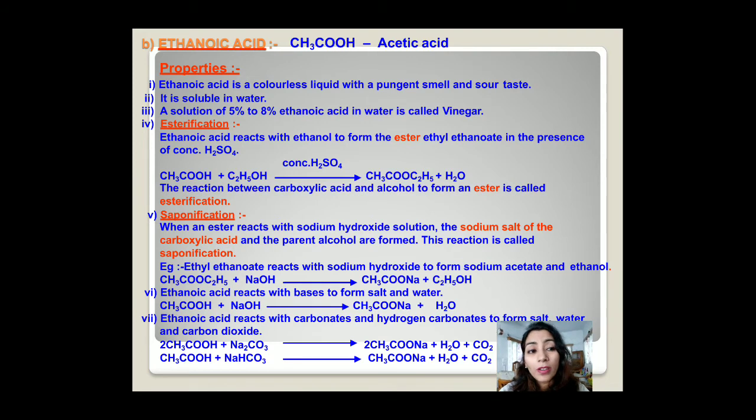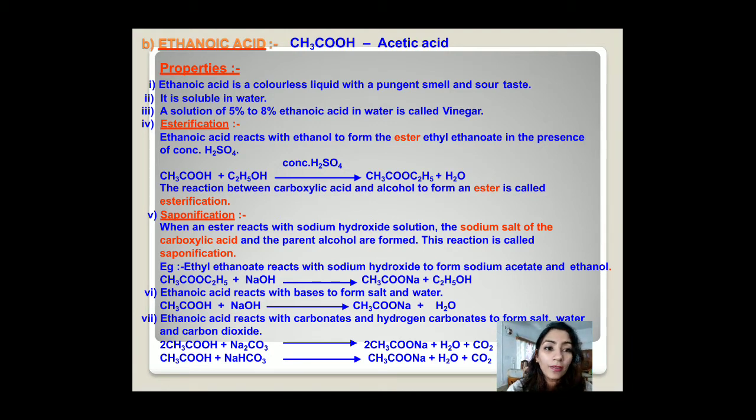Now is a very important topic. When an ester reacts with sodium hydroxide solution, the sodium salt of the carboxylic acid and the parent alcohol are formed. This reaction is called saponification. A saponification example is like this. We take ethyl ethanoate CH3COOC2H5, which reacts with sodium hydroxide NaOH. It will give CH3COONa, which is sodium acetate, and ethanol.